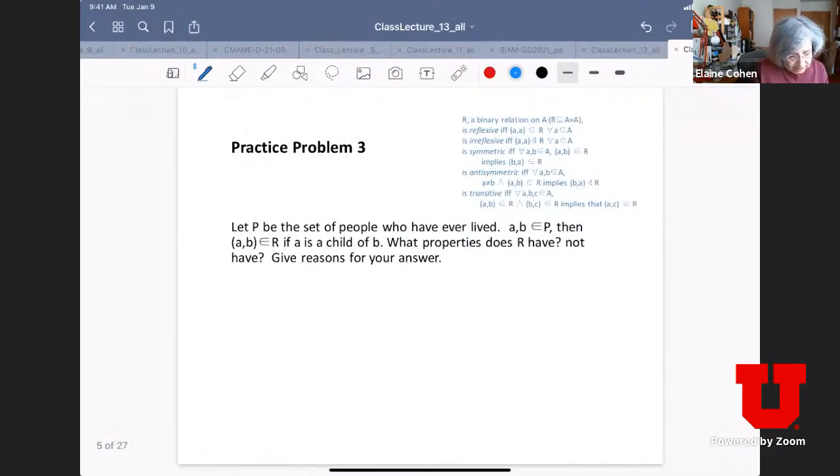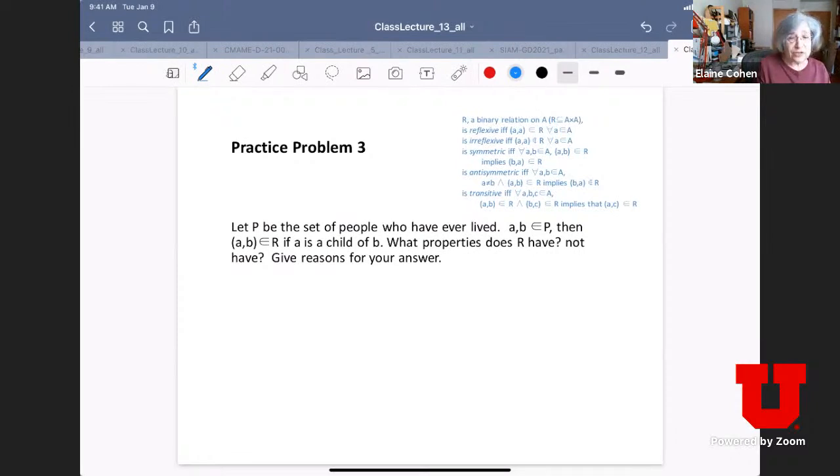Okay, let's talk about other relations. So up here in blue, we have the definitions of the different relations. And let P be the set of people who have ever lived, everybody from the first time of man. And let A and B be two people who have lived. Then we have a relation R, and we're going to call the relation R, A is related to B if A is a child of B.